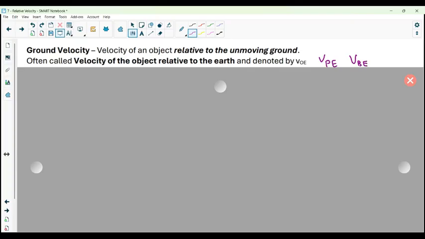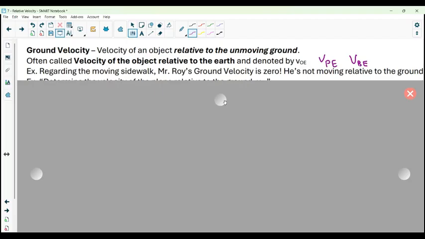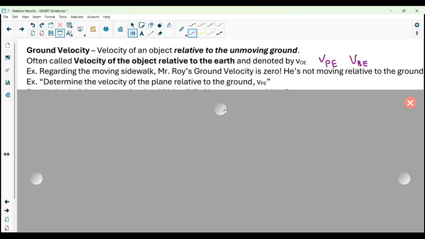It's the velocity of the object relative to the Earth. Your textbook will usually use something like PE or BE when it's solving them. Here are some examples. Regarding the moving sidewalk, Mr. Roy's ground velocity is 0. He's not moving relative to the ground. That would be the first one we saw.